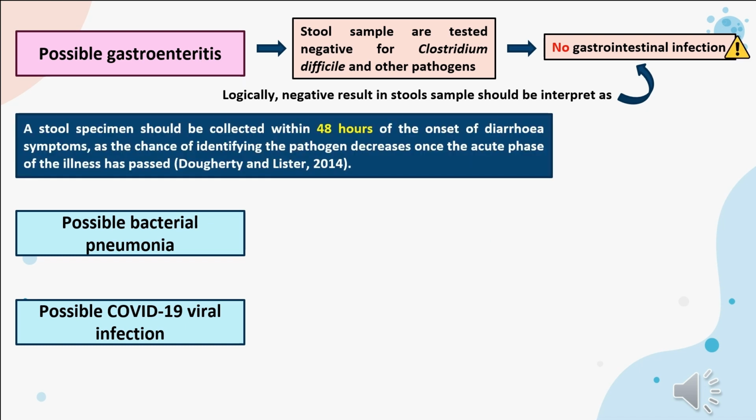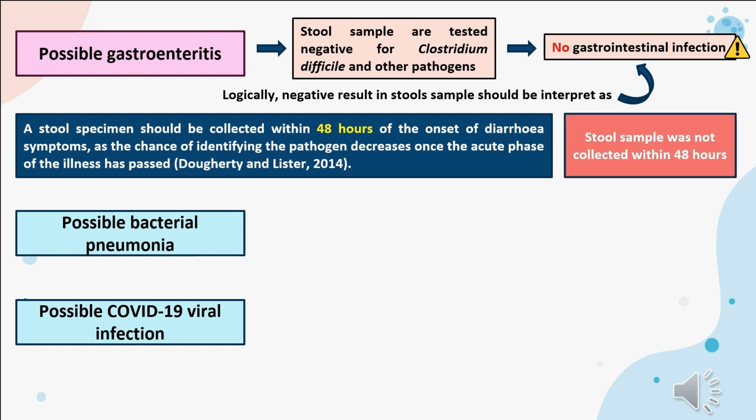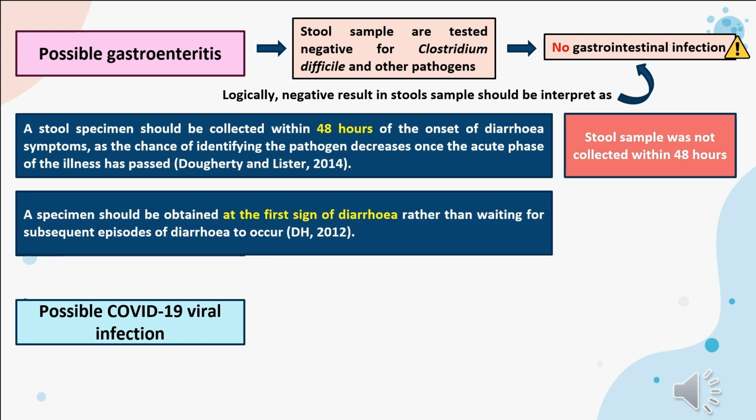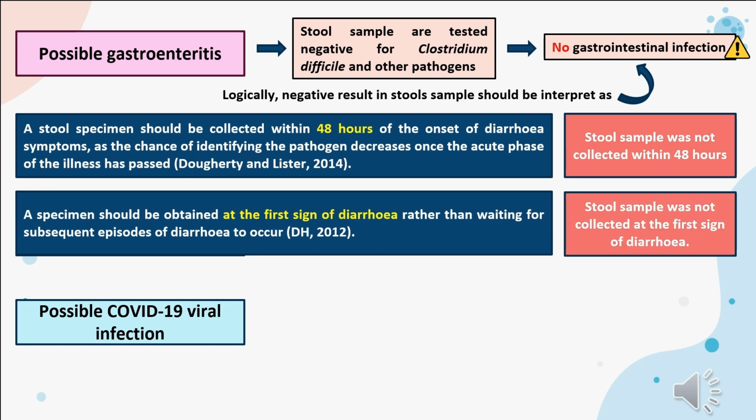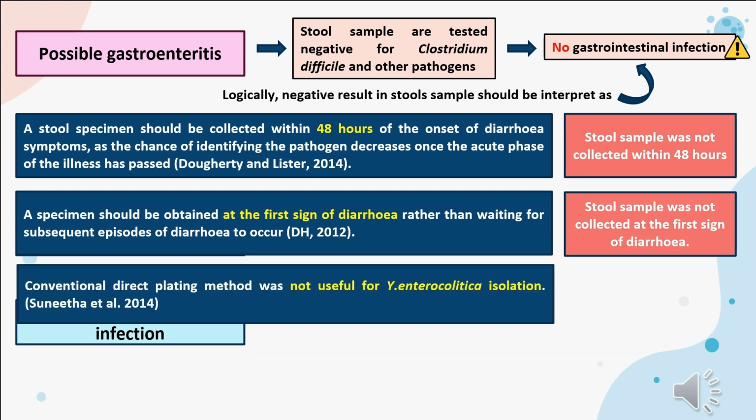The first point that argued this interpretation is based on the study of Duffery and Lister 2014, which claimed that a stool sample should be collected within 48 hours of the onset of diarrhea symptoms, as the chance of identifying pathogens decreases once the acute phase of the illness has passed. In our case study, the patient's stool sample was not collected within 48 hours. The second point is that the specimen should be obtained at the first sign of diarrhea rather than waiting for subsequent episodes of diarrhea to occur. The patient in our case study did not have the stool sample collected at the first sign. Besides that, the research of Sunita 2014 concluded that the conventional direct plating method was not useful for Yersinia enterocolitica isolation.